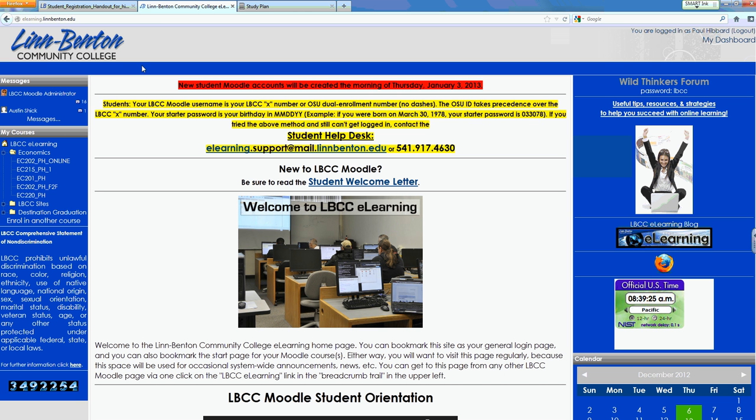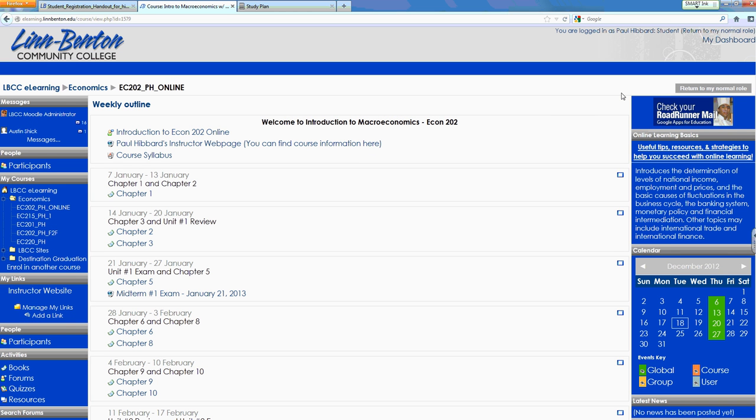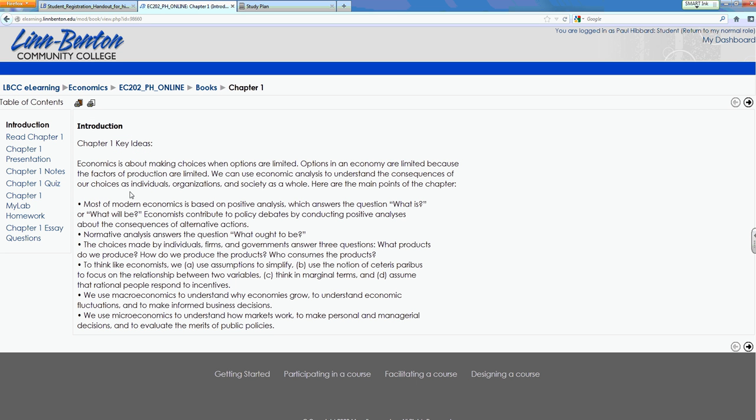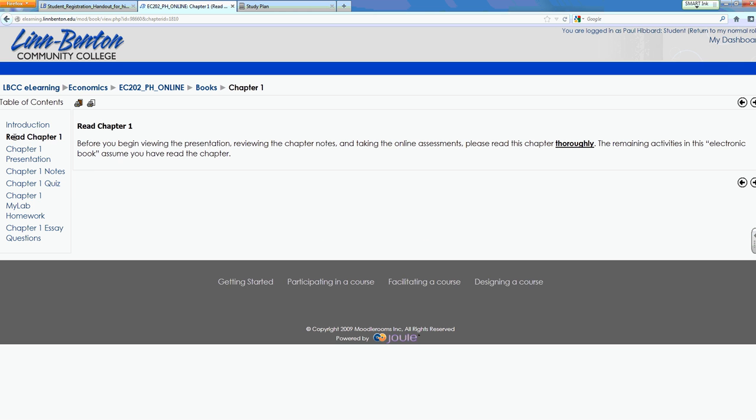Moving on, this is the Moodle site. So you'll be doing some work in Moodle. So if you go to Econ 202 Online, and you go to the main page of Econ 202 Online, you can see the course is outlined by week. So if you start with the first week, I outlined the book by chapters. So we have chapter 1. So in chapter 1 in Moodle, you'll have a reminder to read the chapter.